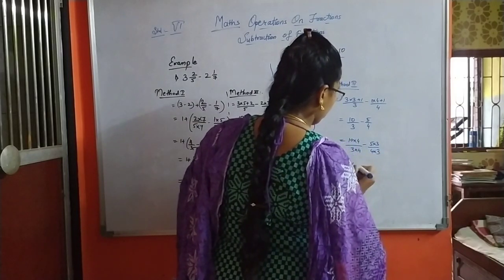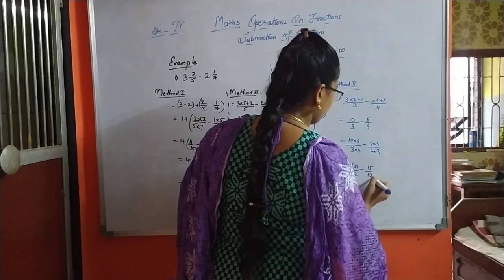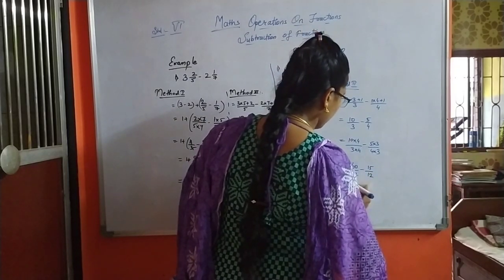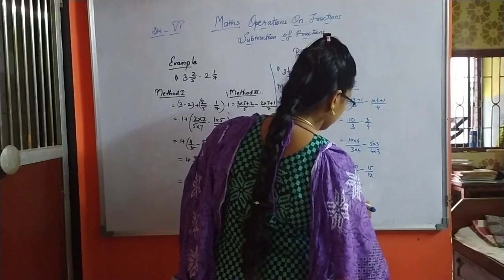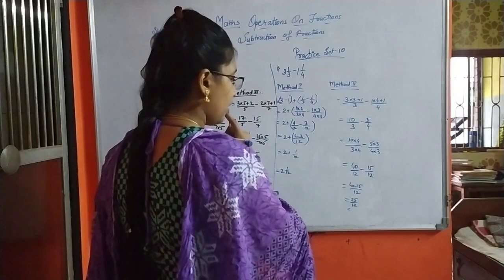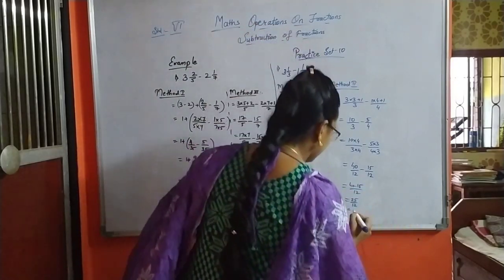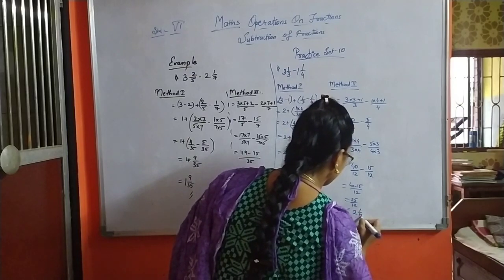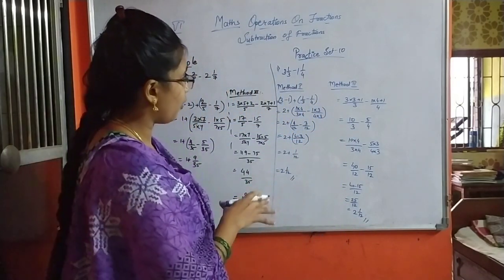Four 10s are 40, 3 4s are 12, 5 3s are 15, 4 3s are 12. Common denominator 40 minus 15. I have got an improper fraction, so I have to divide it. 25 divided by 12. The answer is 2 1 upon 12. I guess you all understood now how we have done.